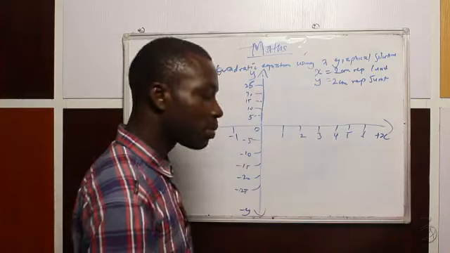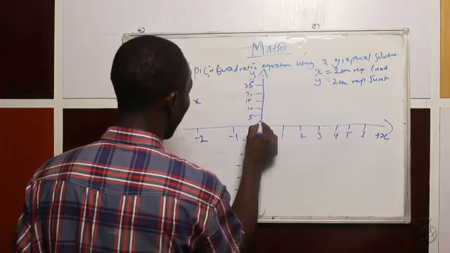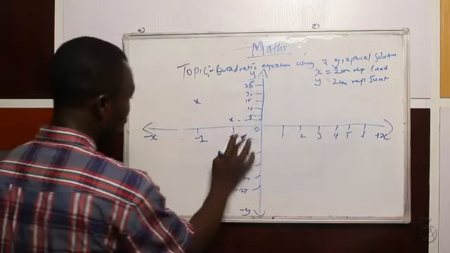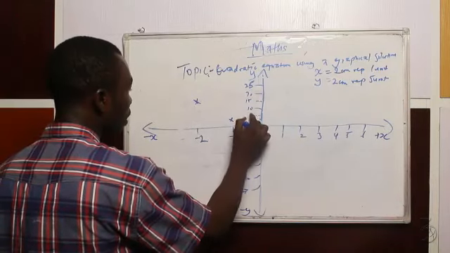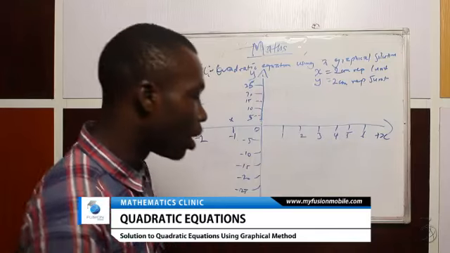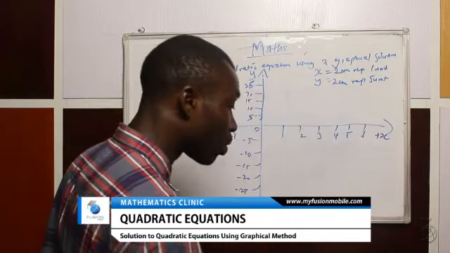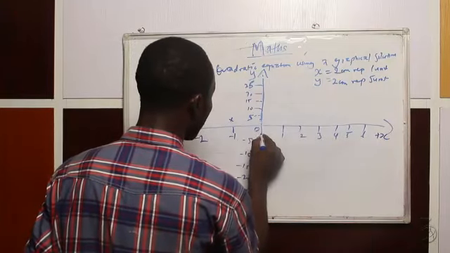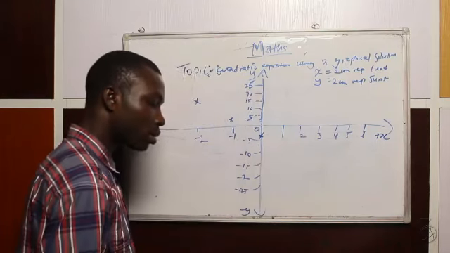Then, when x is minus 1, our y was 4. So, here is 4. And our x is minus 1. You trace it out. When x is minus 1, what is our y? Our y was 4. When x is equal to 0, our y was minus 3. So, you come down to this place and put your y. That's minus 3.